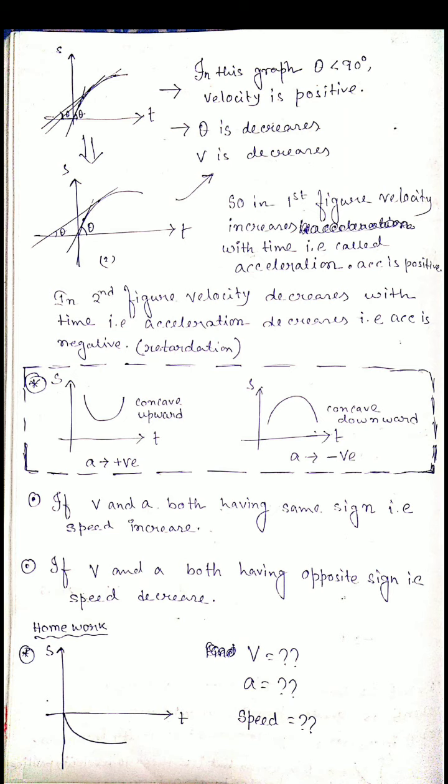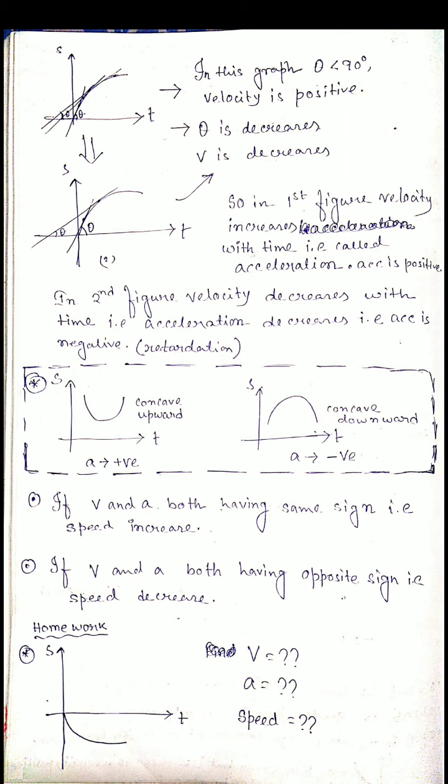Understood? And for the second one, if the nature of the displacement time graph is concave downward, that means we keep the bowl in the opposite direction compared to the first one, acceleration is negative. So if concave upward, acceleration is positive; concave downward, acceleration is negative.